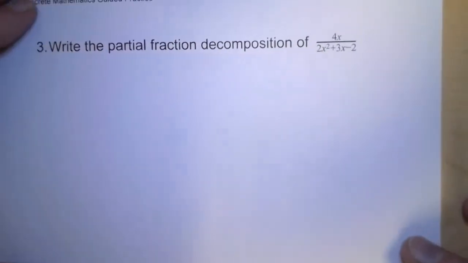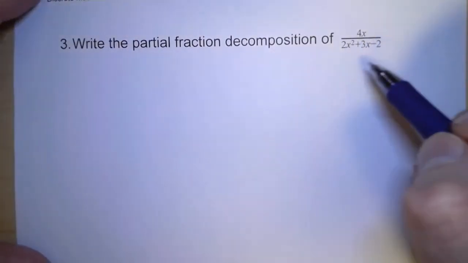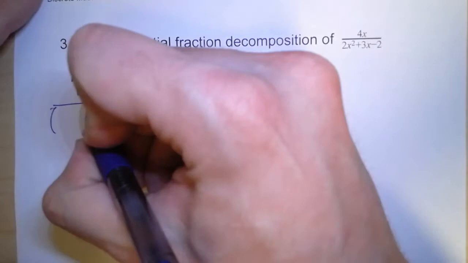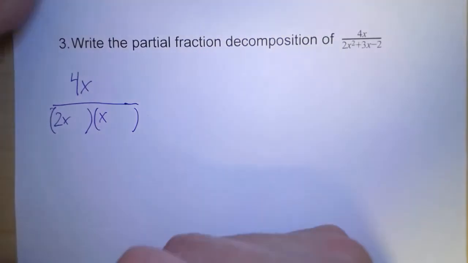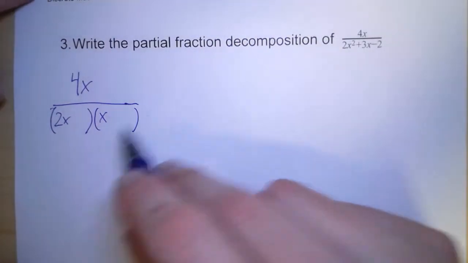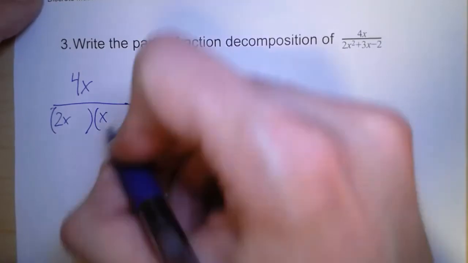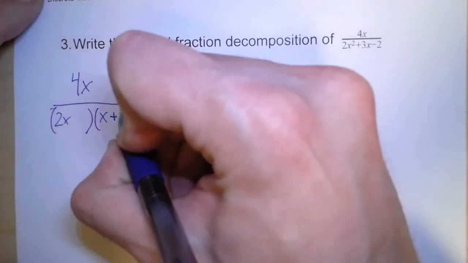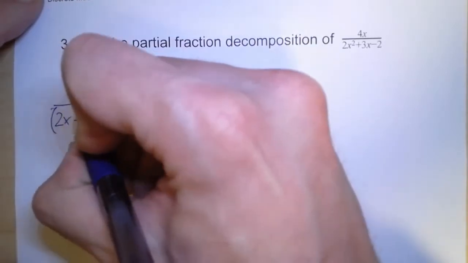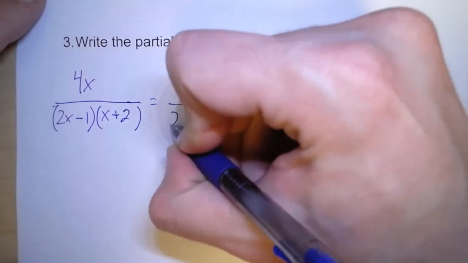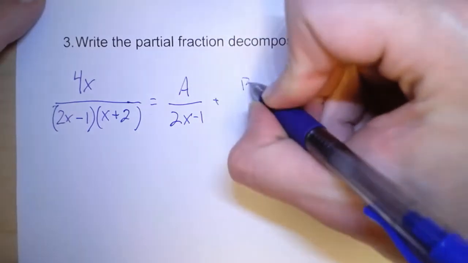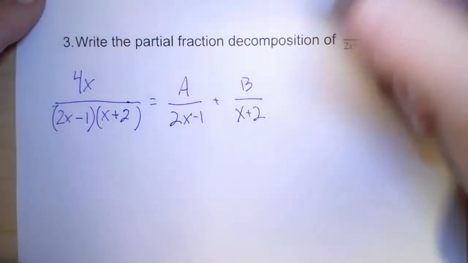Now for the next one, here, again, we have to factor this into two terms. So we have 4x on the top, all over, and this quadratic has a 2 in front of x squared. So one term is going to have 2x, the other is going to have x. Now the two middle terms have to combine to be a positive 3. So that means it's going to be x plus 2 and 2x minus 1. So when we break this up, it's going to be a over 2x minus 1 plus b over x plus 2.